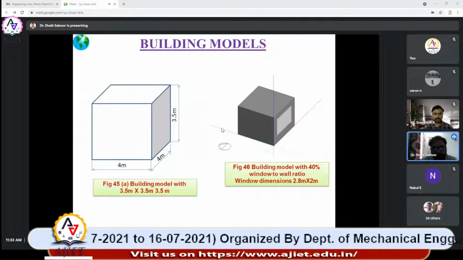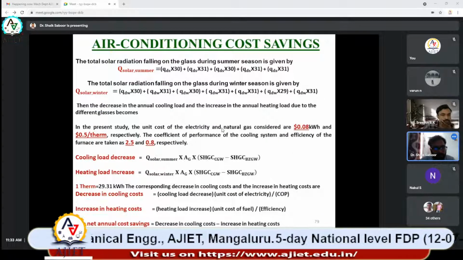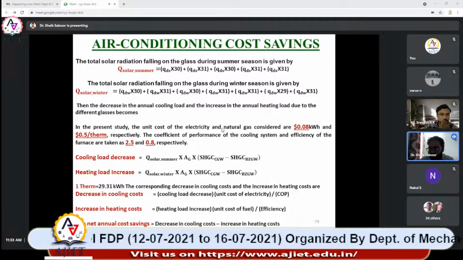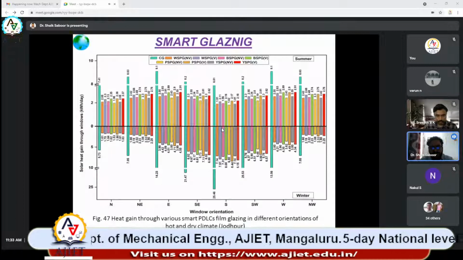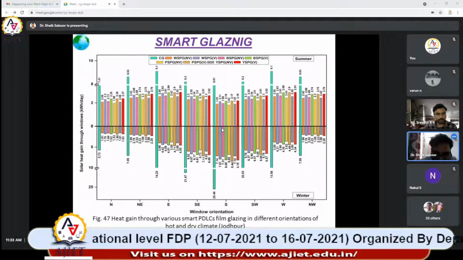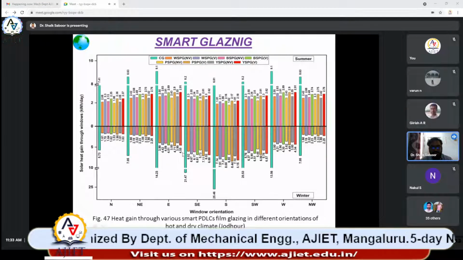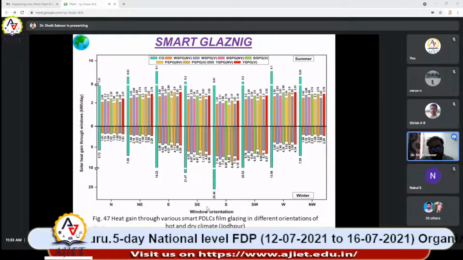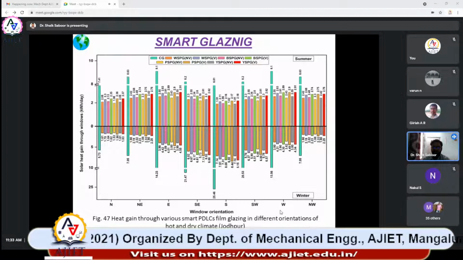So we considered different building models, and we explored ultimately how much cooling cost we are going to save. We compared all these glazings with respect to clear glazing, that is, how much air conditioning cost we are going to save with respect to the conventional glazing. Here you can see the heat gain through various smart glasses with respect to orientation. Earlier we considered 4 orientations, here we consider 8 orientations.